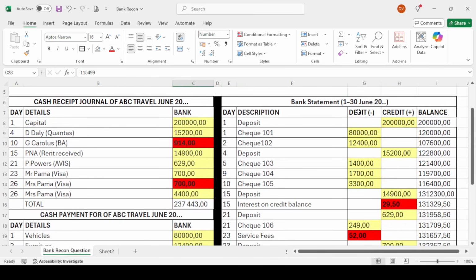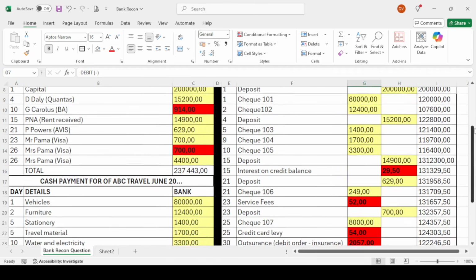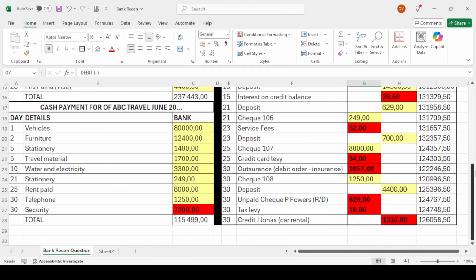We are checking the debit side because this is where the payments show. And the first amount that we see is 52 Rand for a service fee. Then we see a credit card levy, an outsurance amount, an unpaid check, and a tax levy.